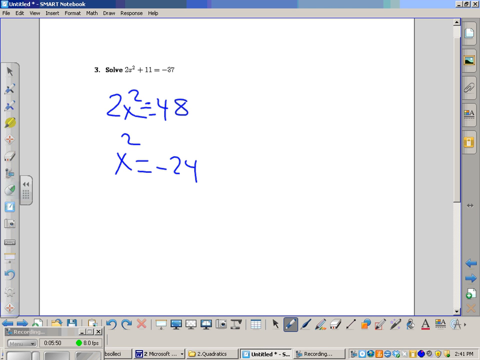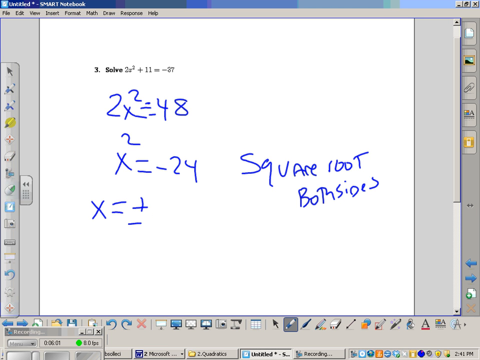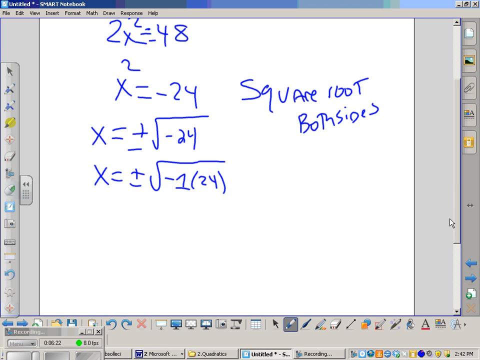So here, you're going to do just what we did in the square root section last time. You're going to square root both sides. So you're going to get, don't forget the plus or minus, square root of negative 24. Now remember, our little friend, the imaginary one: the square root of negative 1 is by definition i.